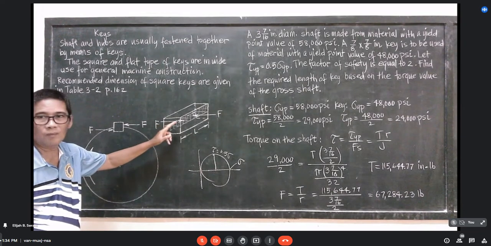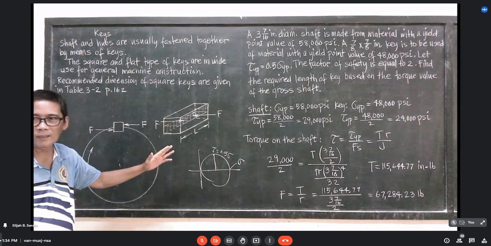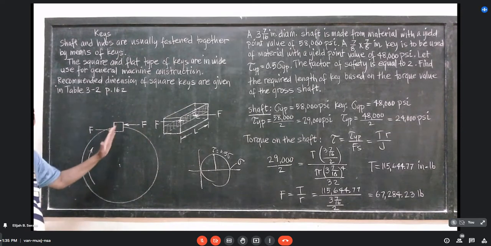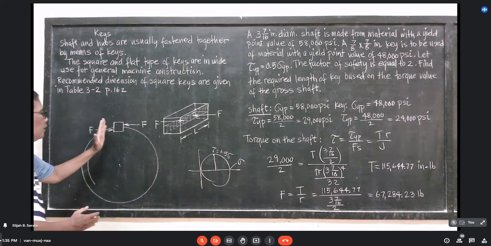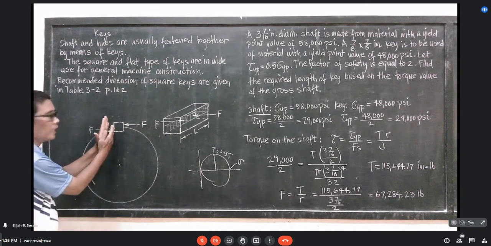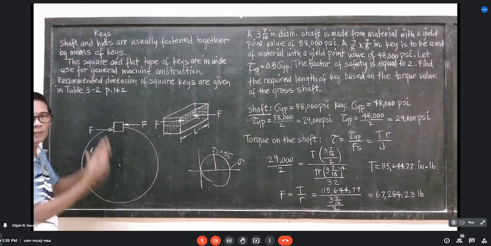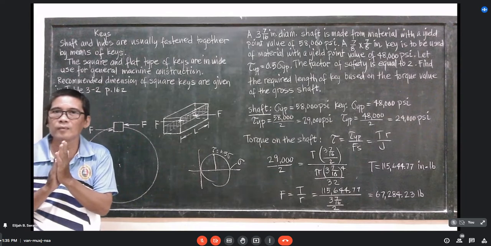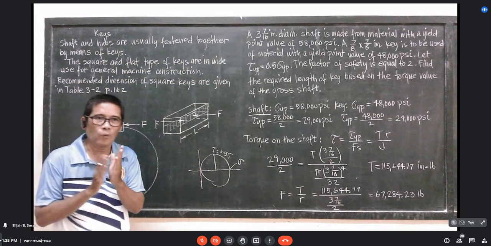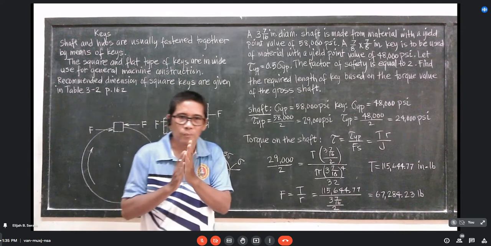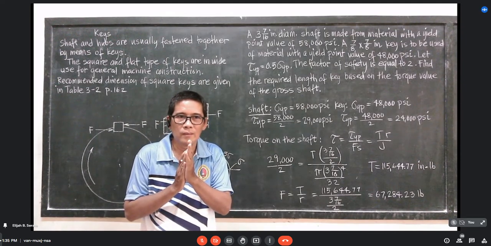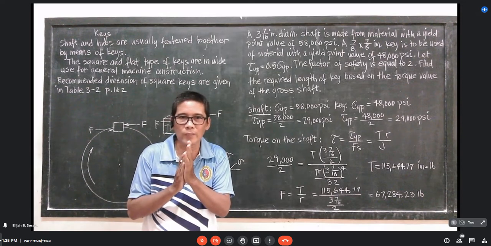The stresses involved are force over area. These are compressive stresses because this side of the shaft is pushing that side of the key, no? Now, there is another term for this kind of stress. When we talk about pushing against each other, if you try to recall, it is compressive.